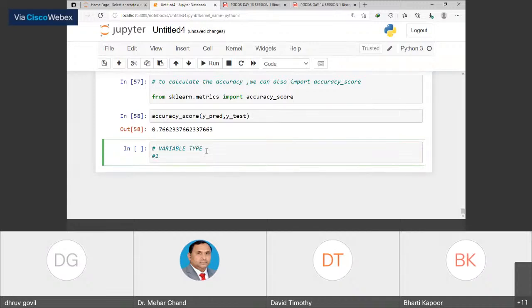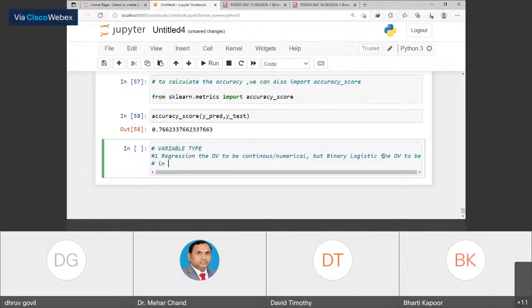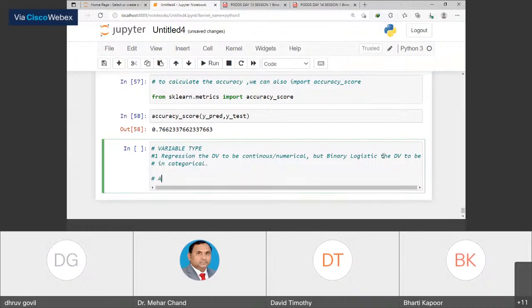No issue. Variable type: in regression, the dependent variable must be continuous or numerical, but in binary logistic regression, the dependent variable must be categorical. And the second point is in terms of the algorithm.